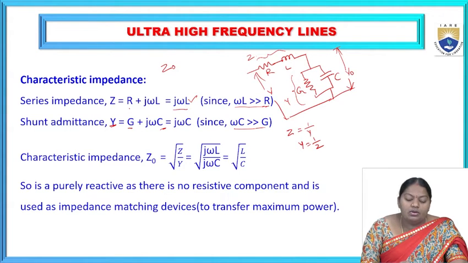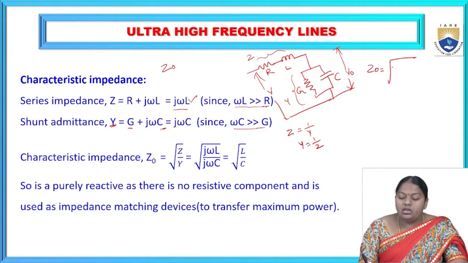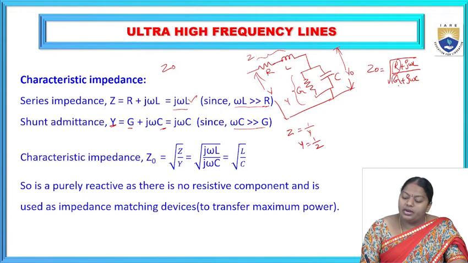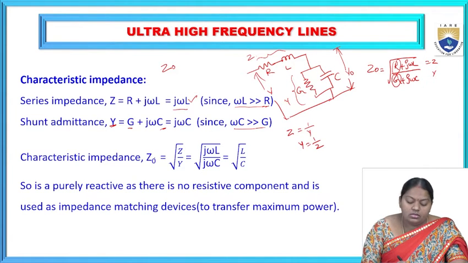Why? Because from this series combination, R plus j omega L, and as we know, the characteristic impedance Z0 is given in general, in terms of all the primary constants, by root of R plus j omega L by G plus j omega C. Now if we neglect R and G when compared to omega L and omega C, then the numerator becomes Z and the denominator becomes Y. Hence Z0 is equal to root over Z by Y.